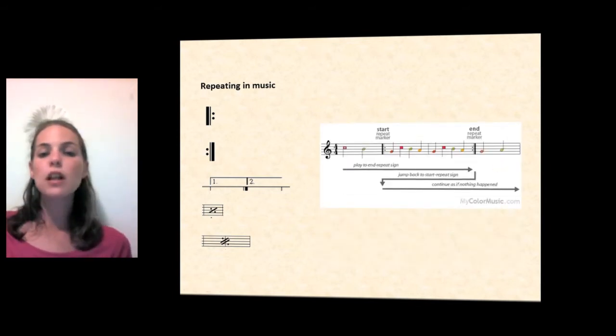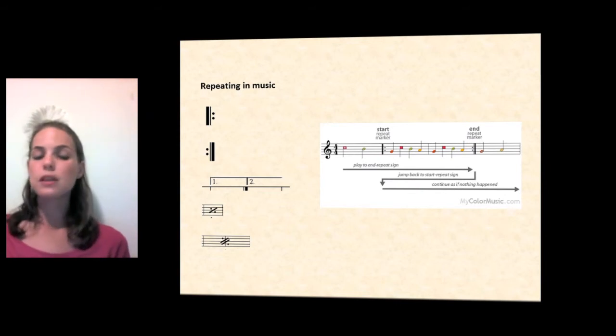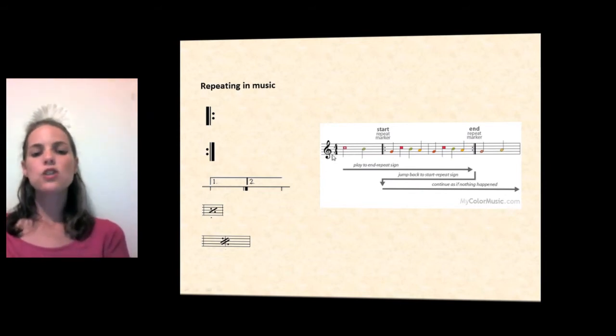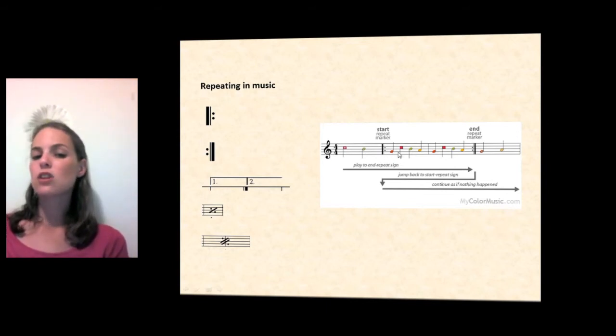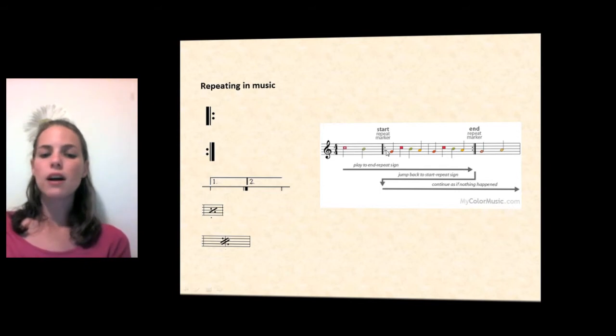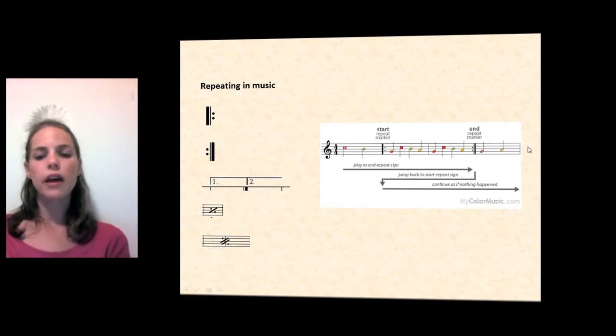Sometimes they end up in the middle of pieces or all over in different places. So this short passage, we play through the beginning, notice the repeat brackets, start brackets, go to the end repeat brackets, go back, and then play.